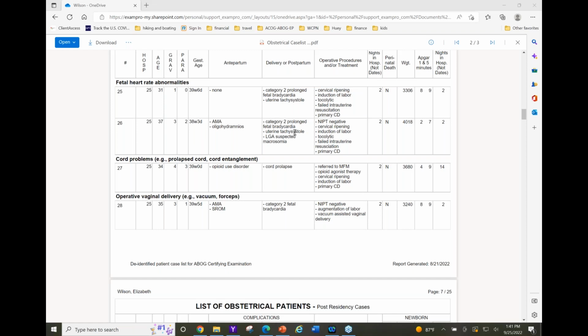I started with cervical ripening using misoprostol, and then during that process of cervical ripening, that was when I think that it states here in her case that there was concern for a category 2 prolonged fetal bradycardia. Okay, what is a fetal bradycardia? How would you define that? That would be defined as a fetal heart rate of less than 110 beats per minute.